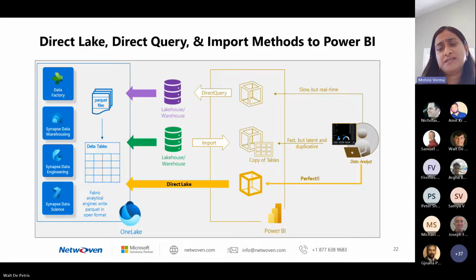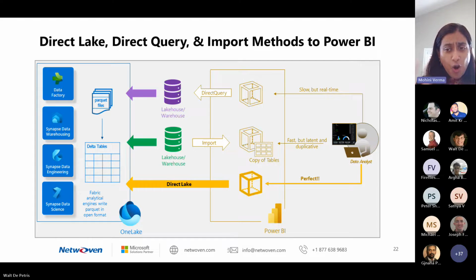Direct lake technology is basically based on the idea to load Parquet formatted files directly from a data lake without having to copy or query a data warehouse or lakehouse endpoint. And it doesn't have to import or duplicate data into a Power BI data set. All it's doing is loading data directly from the files into memory at runtime. And since there's no explicit import process, it's possible to pick up any changes at source as they occur. That's how it combines the advantages of both direct query and import mode and avoids all the disadvantages.